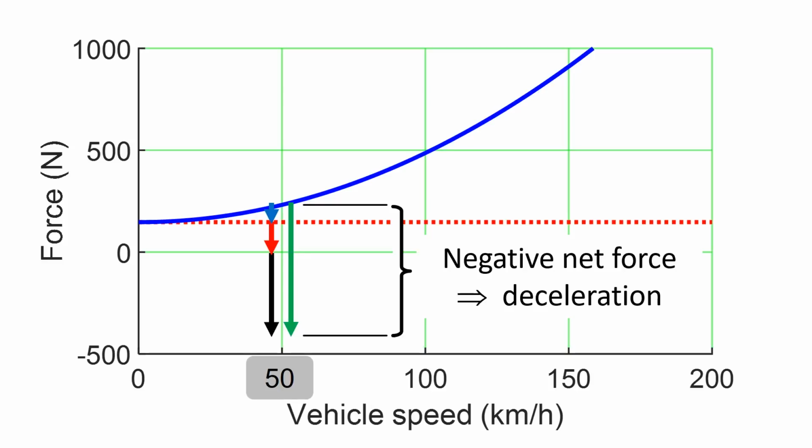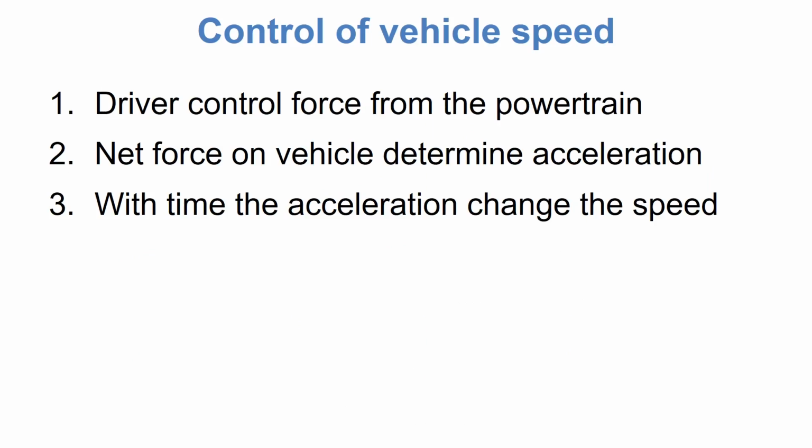So, now that we have studied the forces and acceleration in several different driving situations, we can draw some general conclusions about how the speed of a vehicle is controlled. 1. The driver can only control the force from the powertrain and brakes to influence the vehicle speed. 2. By changing the traction force, the net force can be controlled, such that the vehicle reaches the desired acceleration. 3. With time, acceleration or deceleration can get the vehicle to the desired speed.